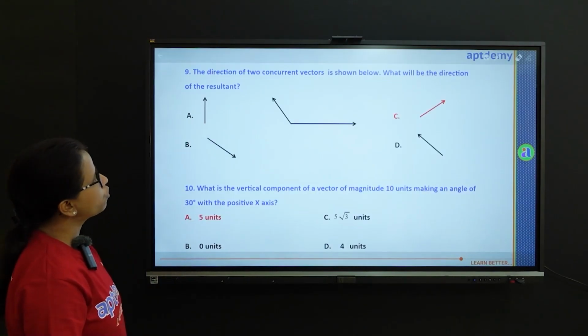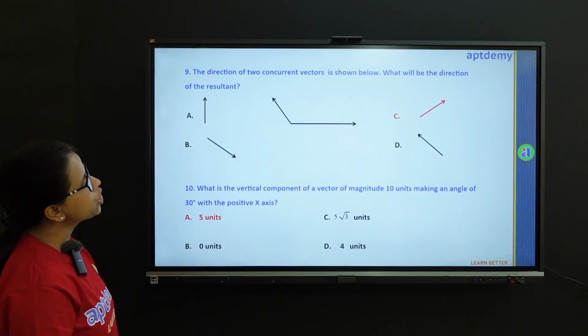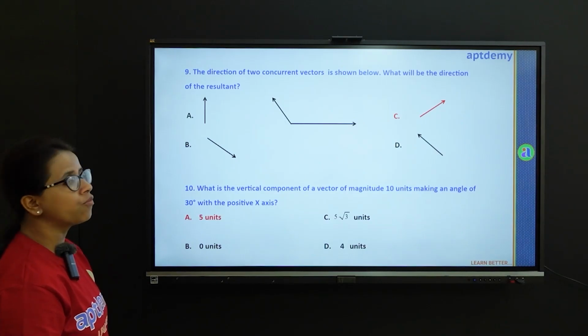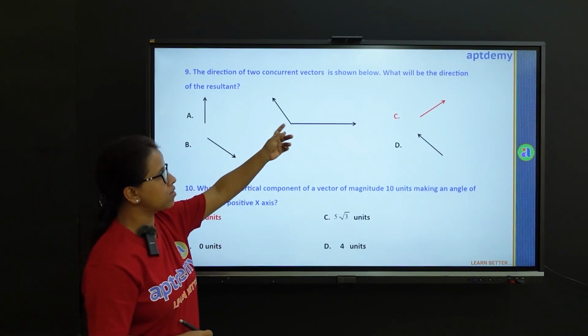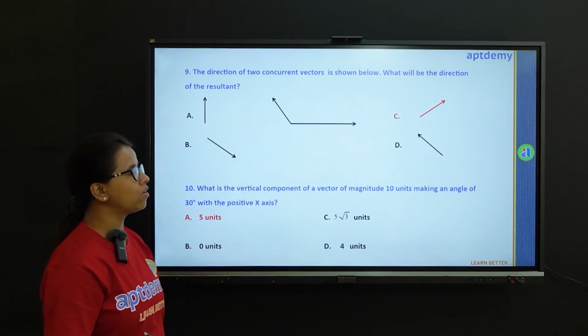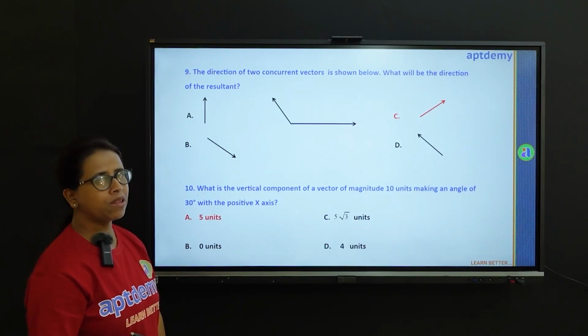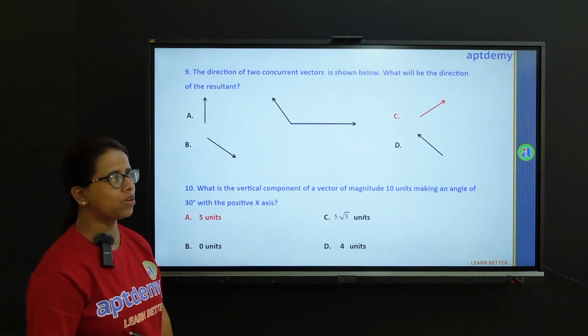The direction of two concurrent vectors is shown below. What will be the direction of the resultant? Now you can have a look at the diagram. We have two concurrent vectors. They originate from a common point. So if you are to find out the resultant between the two vectors, the method that you have to follow is the tip to tail method.